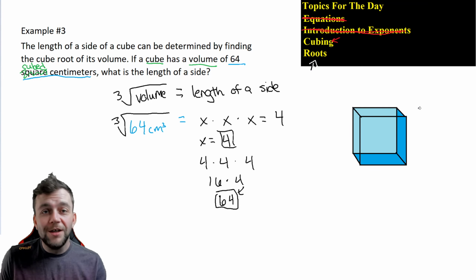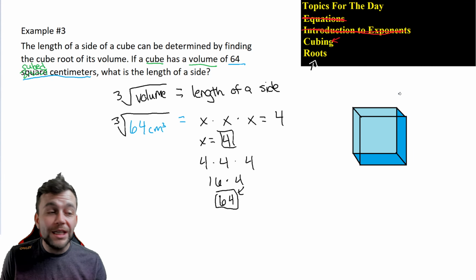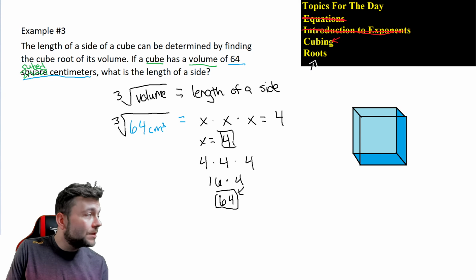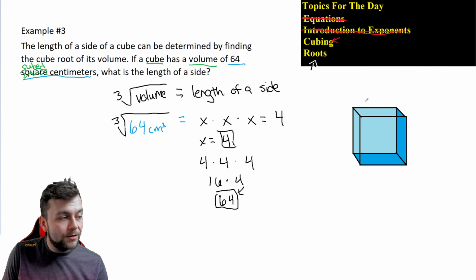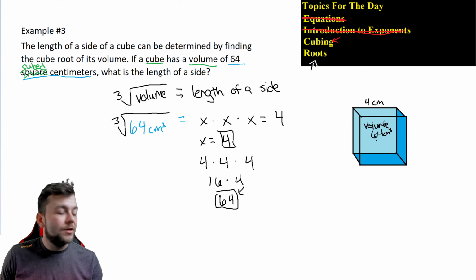3 dimensions. Volume is always 3 dimensions. It said that the volume of this cube is 64 centimeters. And that means that the length here is 4 centimeters. So this is 4 centimeters. Volume on the inside, the space it's taking up, is 64 centimeters cubed. That unit is what you write as cubed. Okay.